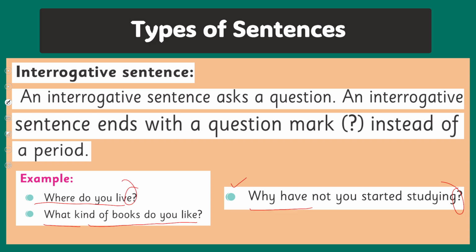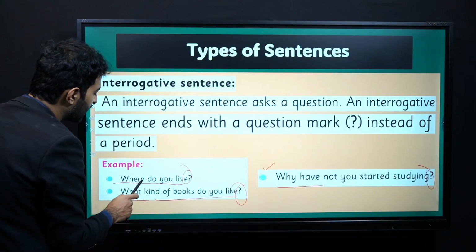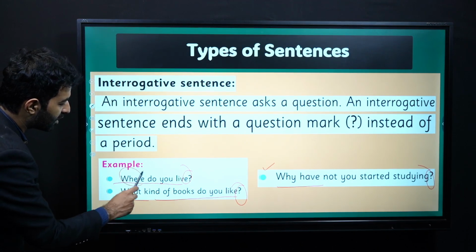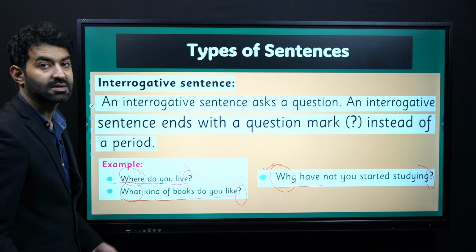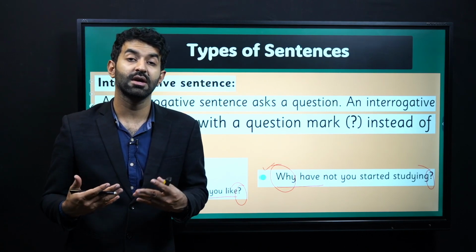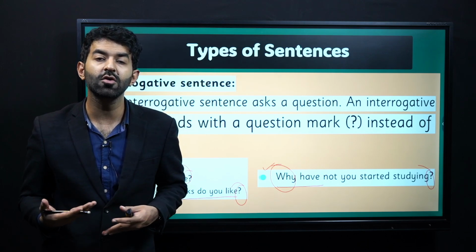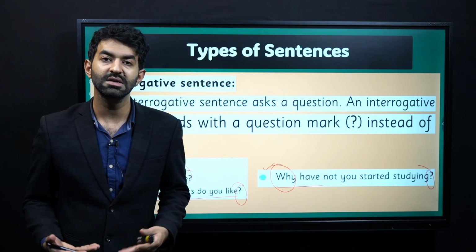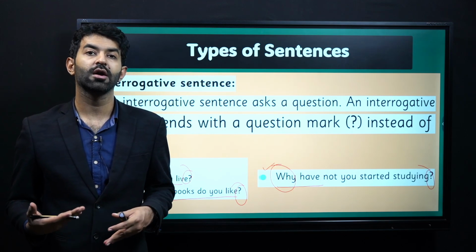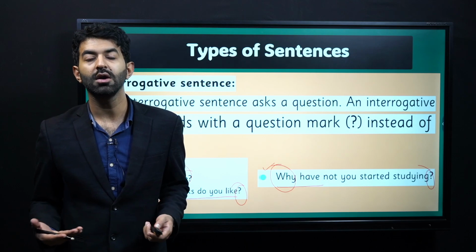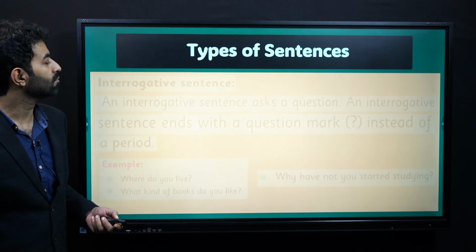All these are ending with the question mark, and they are beginning with interrogative words like where, what, why, who, how, etc. So when the sentences are beginning with these kinds of interrogative words, and ending with interrogative punctuation mark or question mark, then they are called interrogative sentences.